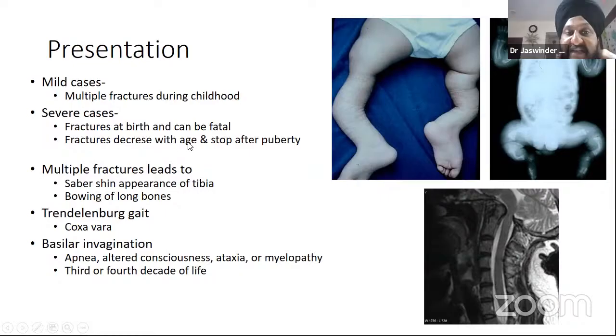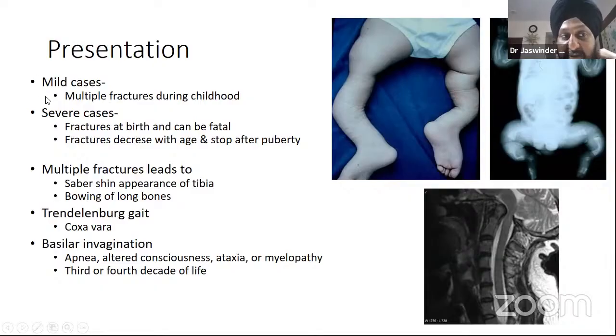Fractures decrease with age, and actually there is a tendency for them to stop after puberty. And the multiple fractures, as already said, will lead to bowing of the long bones. When there is associated coxa vara, the child might present with a Trendelenburg gait. And when there is a basilar invagination, there will be signs of myelopathy.